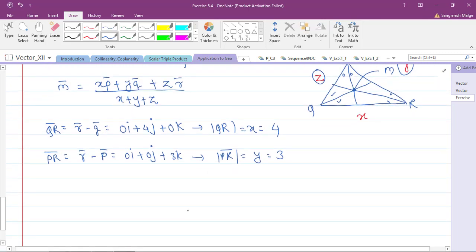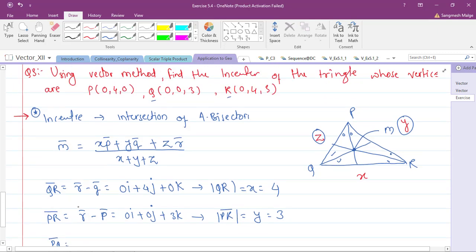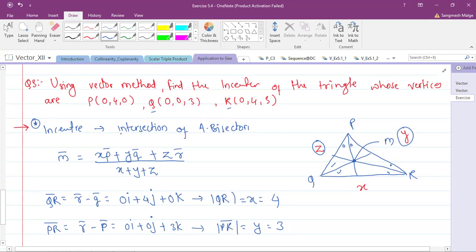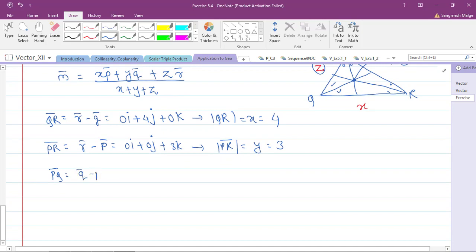Next we have PQ bar. PQ bar is Q minus P, so it is Q bar minus P bar: 0 minus 4 plus 3k, that is, 0i minus 4j plus 3k. So the mod of PQ bar is equal to root of 0 square plus 16 plus 9, which is root of 25, which is nothing but 5, and this is the value of z.